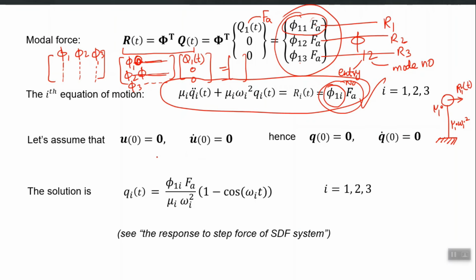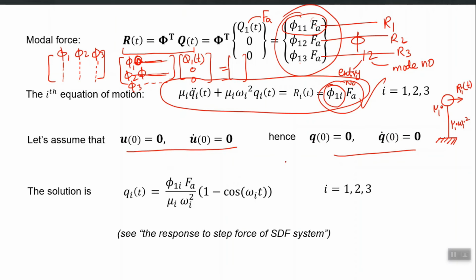So let's assume that we have 0 0 initial conditions, because this is the forced vibration case. Let's keep our problem simple and assume 0 0 initial conditions. The 0 0 initial conditions in u coordinates will give 0 0 initial conditions in q coordinates, right. So our q of 0 is 0 and q dot of 0 is 0.